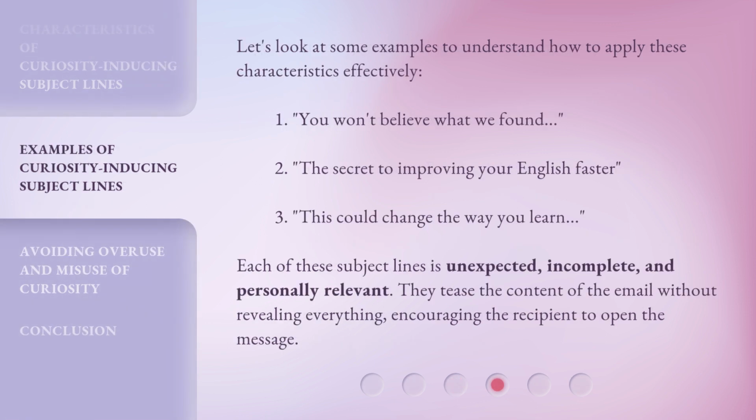Let's look at some examples to understand how to apply these characteristics effectively. 1. You won't believe what we found. 2. The secret to improving your English faster. 3. This could change the way you learn. Each of these subject lines is unexpected, incomplete, and personally relevant. They tease the content of the email without revealing everything, encouraging the recipient to open the message.